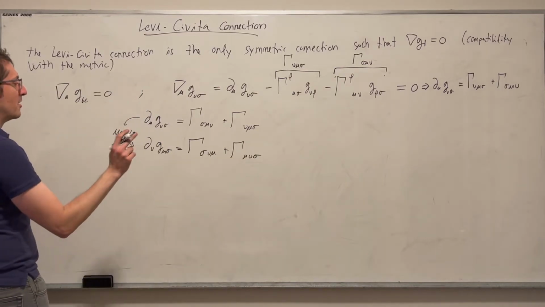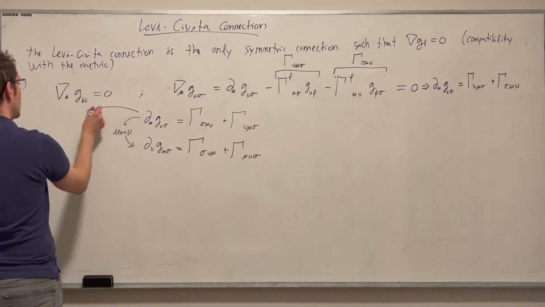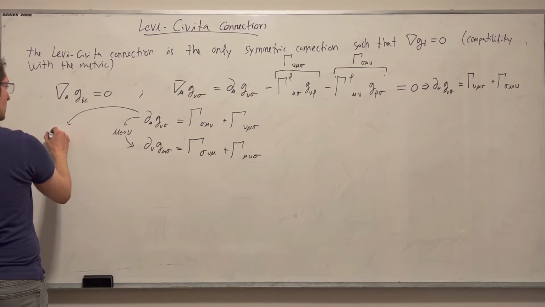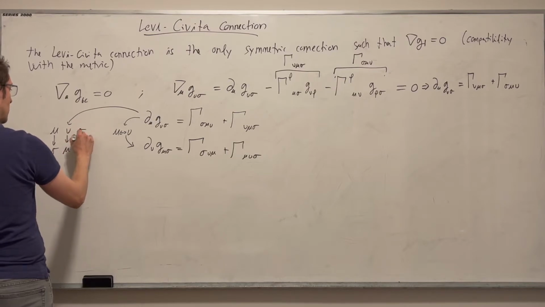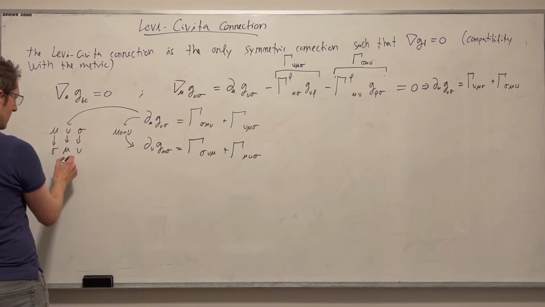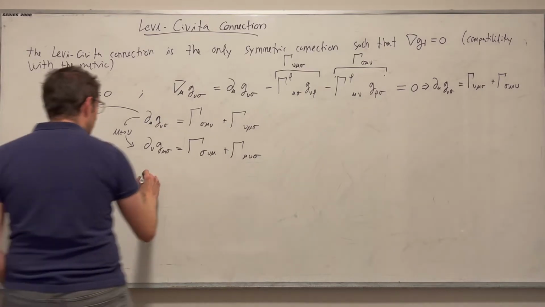Then I'm going to write a third variation by doing another change. Here the change I'm going to do is mu is going to go to sigma, nu is going to go to mu, and finally sigma is going to go to nu. Doing those changes, I'm going to get the following equation.